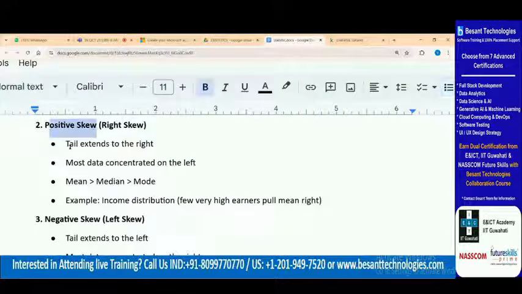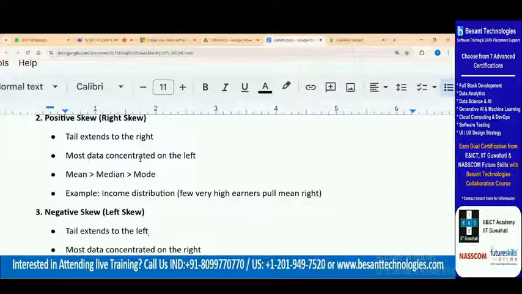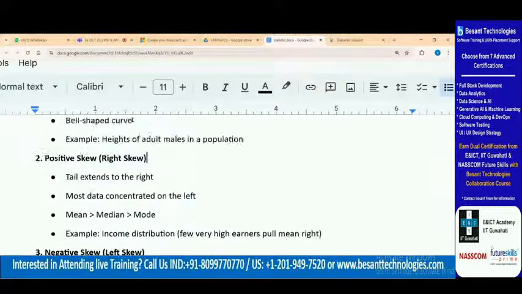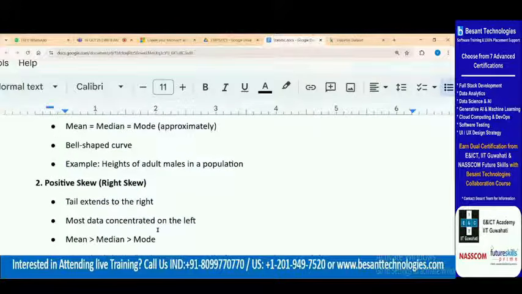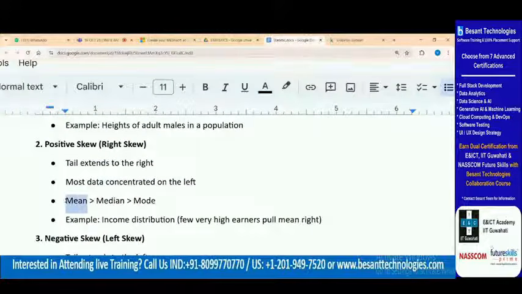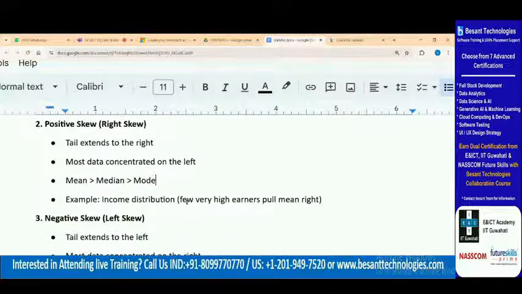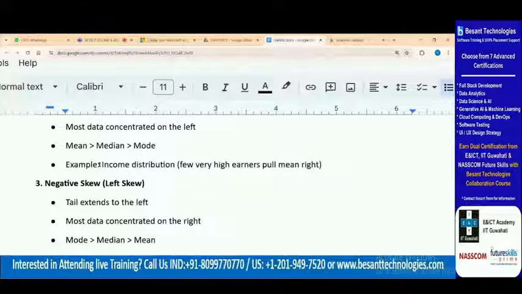Positive skew means the tail will be extended to the right. Negative skew means the tail will be extended to the left. Okay, the most data will be concentrated on the left alone. So in this kind of distribution, the mean will be more than the median, and the median will be more than the mode. For example, income distribution.